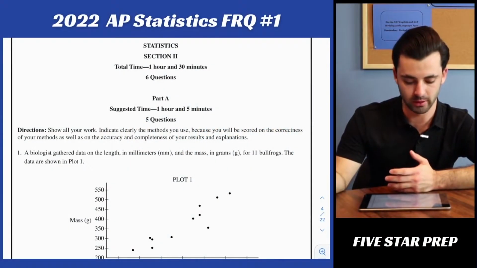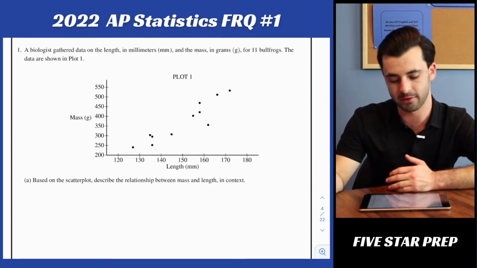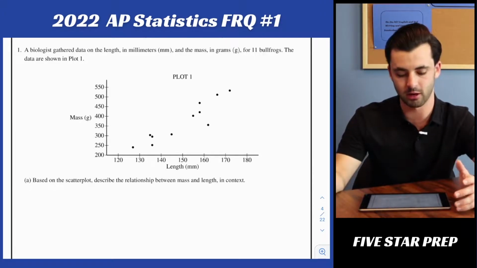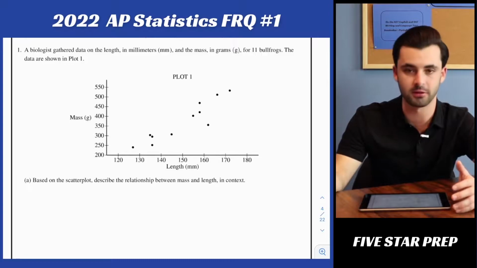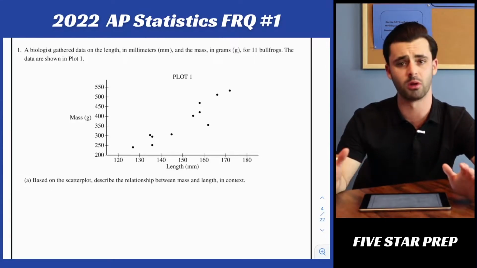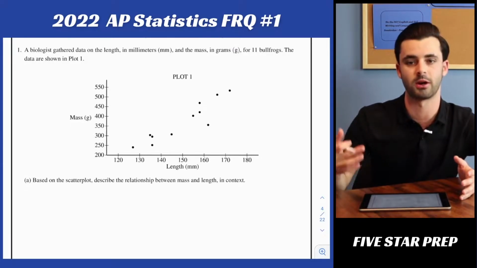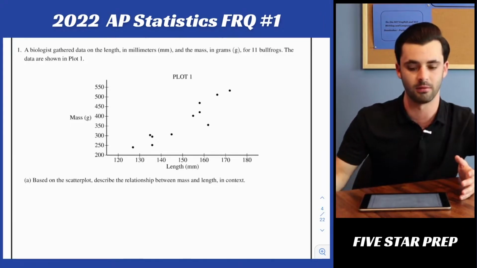Taking a look at question 1 here, it says a biologist gathered data on the length in millimeters and the mass in grams for 11 bullfrogs. The data are shown in plot 1. A says, based on the scatter plot, describe the relationship between mass and length in context. And whenever we're looking at a scatter plot, we're always thinking about three things, describing them as strength, direction, and form. What is the strength, direction, and form of the scatter plot?